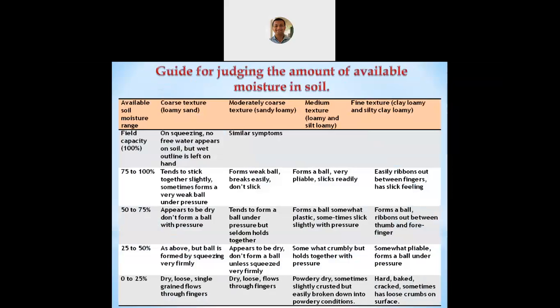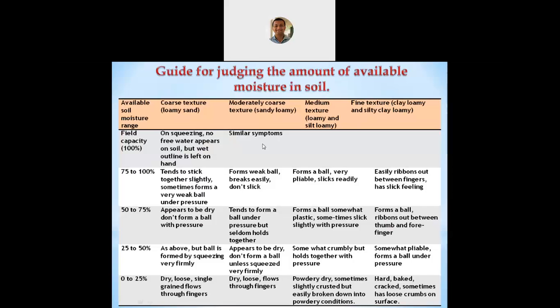Now, there is a guide for judging the amount of available moisture in the soil. It varies from soil to soil. So what happens is that we sample some amount of soil with the help of an auger or maybe by hand, and then soil balls are made out of that, and based on the consistency of the balls made, it is determined whether it is necessary to irrigate or not.